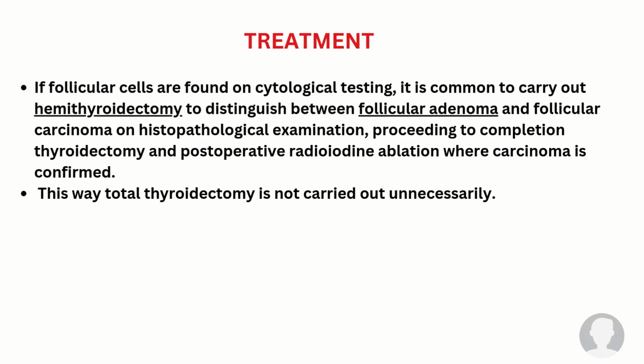Treatment of follicular neoplasms. If follicular cells are found on cytological testing, it is common to carry out hemithyroidectomy to distinguish between follicular adenoma and follicular carcinoma on histopathological examination, proceeding to completion thyroidectomy and postoperative radioiodine ablation where carcinoma is confirmed. This way, total thyroidectomy is not carried out unnecessarily.